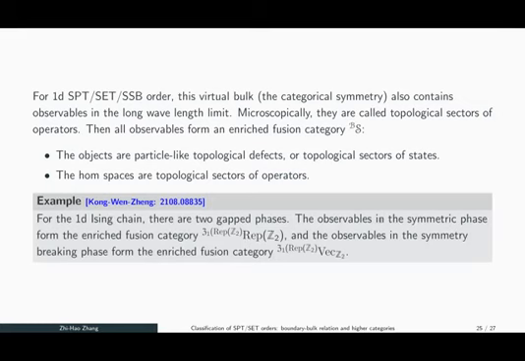For example, in the 1D Ising chain, this is the simplest phase with Z2 symmetry. There are two gapped phases. For the symmetric phase, the ground state is non-degenerate, and you can find the observables from the enriched category, which is Vec_Z2 enriched in its trivial center. And for the symmetry breaking phase, the ground state is twofold degenerate. The observables form an enriched category, which is Vec_Z2 enriched in the trivial center. Okay, but I will not give the details here.